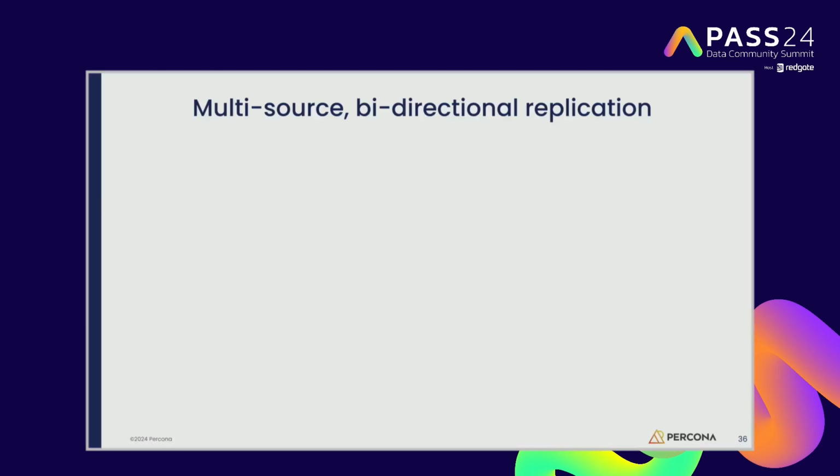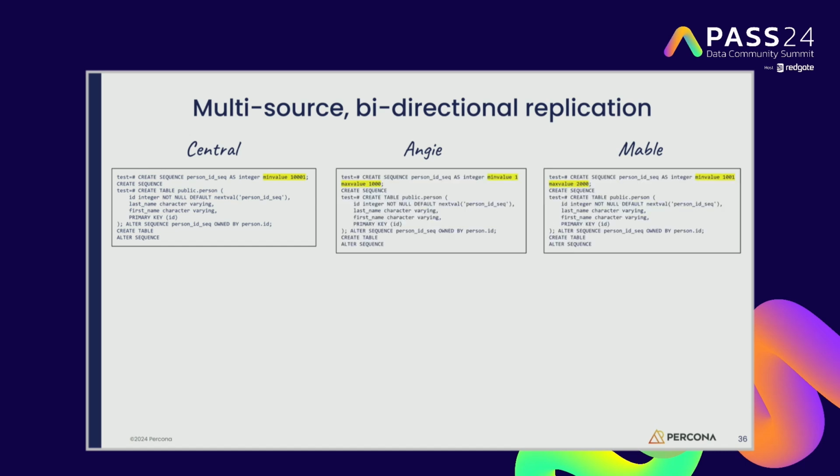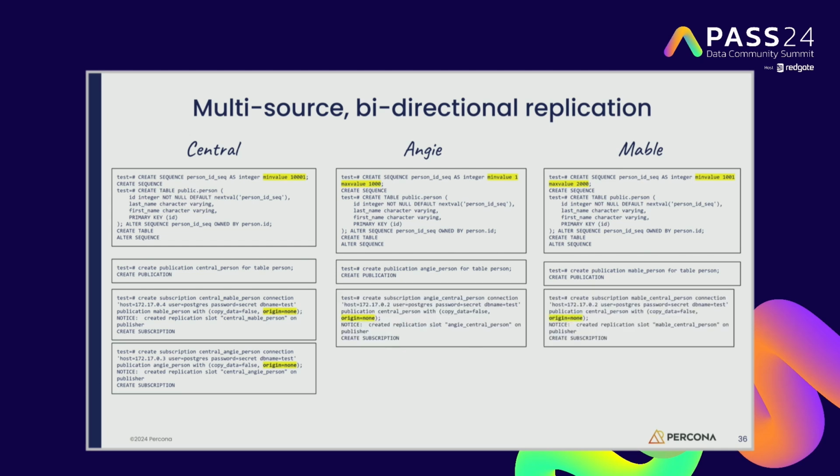So let's go back to a test mode for using this approach with the 3 spaceships. Again, this is outside our production database, but I'm creating on test a sequence for person, and I'm using that sequence as the primary key for the table person. And I'm doing that on all 3 ships, but with different intervals for each of my servers. Okay, I create the publications. For the central, I need to subscribe to the publication of Angie, and for the publication of Mabel as well. And for the spaceships, I just need to subscribe to the publication of Central.